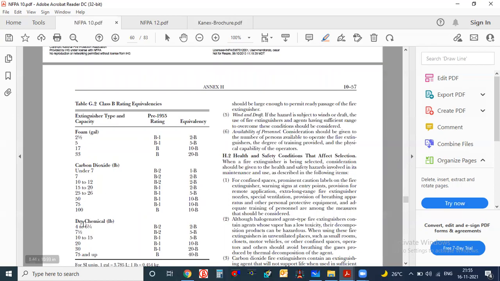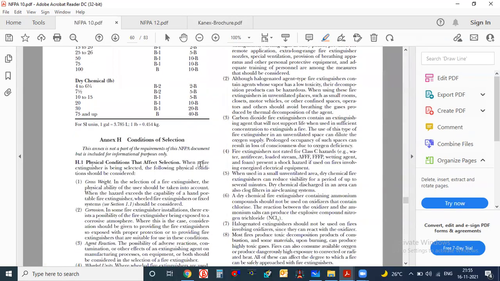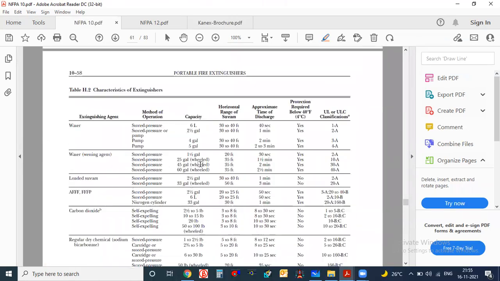foam type, carbon dioxide, dry chemical. These are some ratings, and this is the equivalent rating. So this is again very complicated. We don't need to go into that. This is also, I think, the most important table for extinguishing, where you can get each and everything.